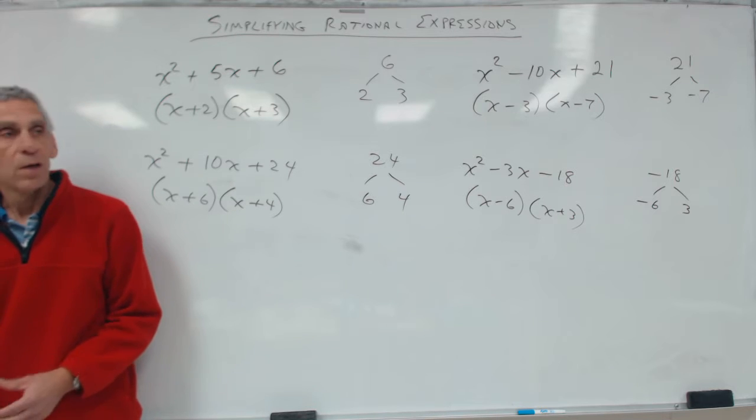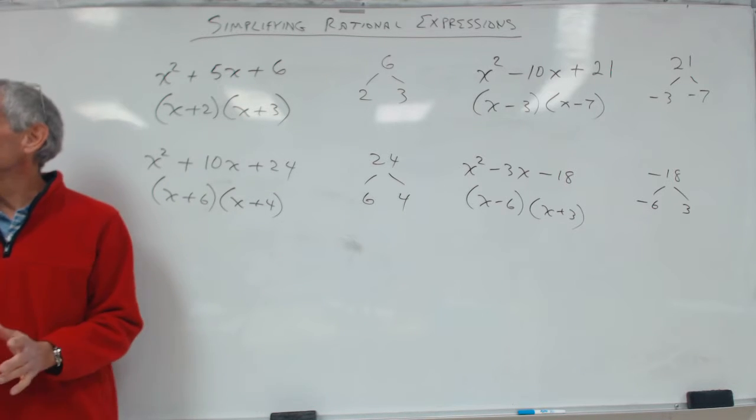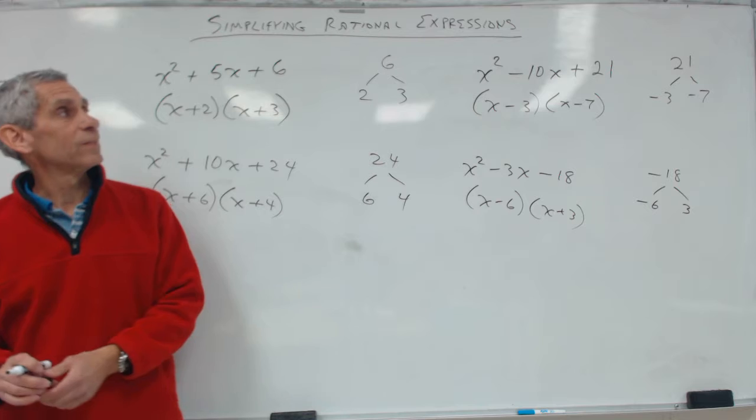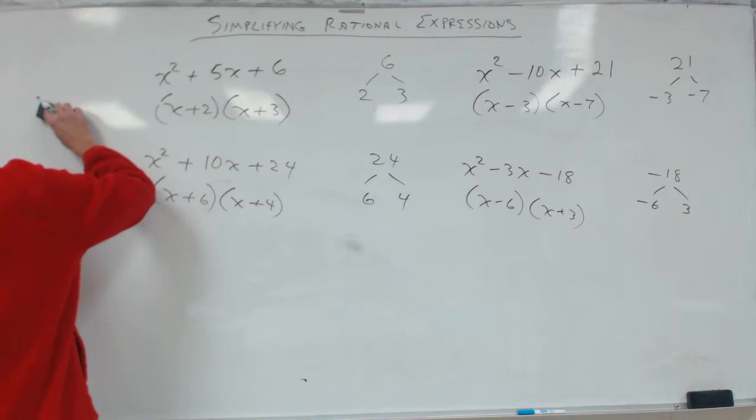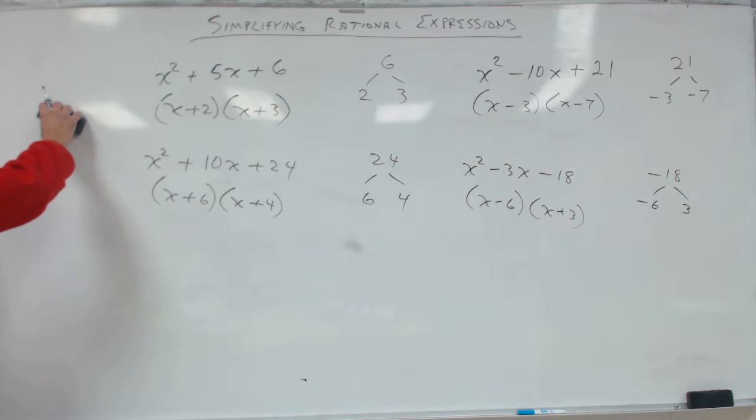So then it's going to be x minus 6 times x plus 3. Yes? All right, so now we're going to put it all together, and we're going to put it together by simplifying rational expressions. Okay, so for example, let me just look at what my first one was, just in case.